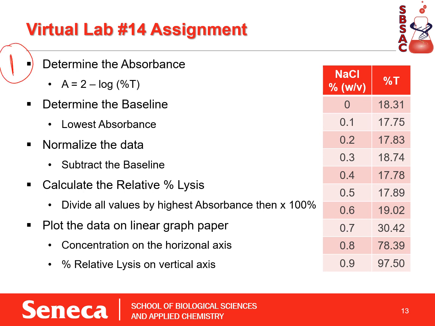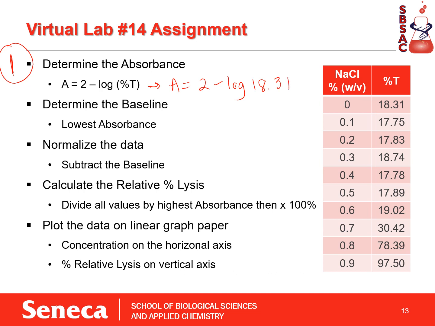So the first thing you have to do, number one here, is determine the absorbance. You have a table in your assignment document. You can fill in the absorbance column by calculating 2 minus log of the percent T. Okay, so we can do the first one together. The absorbance at 0% concentration, so 2 minus log of 18.31.